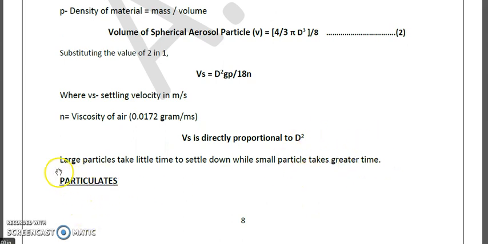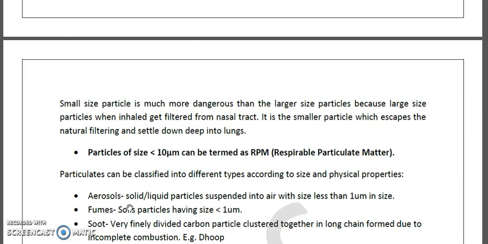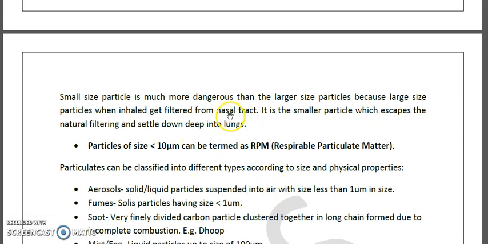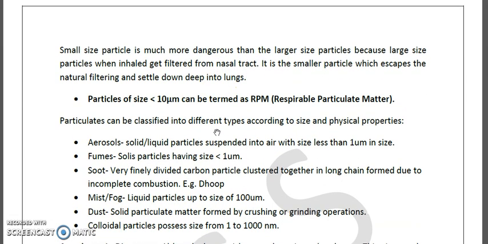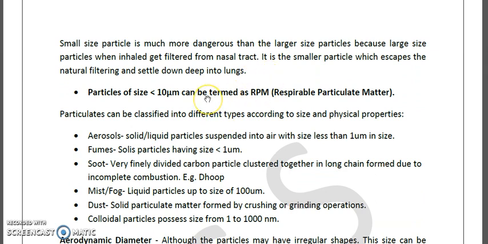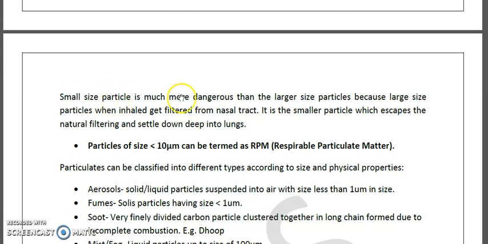Now coming to the details of particulate matter. We will be dealing with the details of these particulate matter one by one, so that your understanding becomes better. Particulates or particulate matter are small size particles which are much more dangerous than large size particles, because larger particles, when inhaled, get filtered in the nasal tract, which is our first line of defense after skin. It is the smaller particles which escape the natural filtering and settle deep into the lungs.